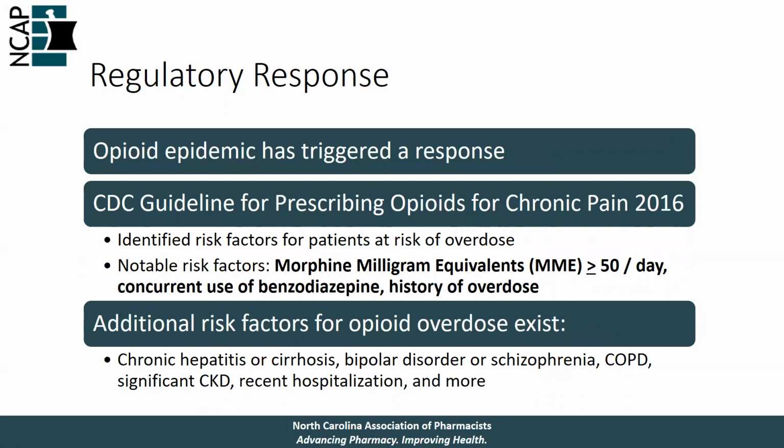Now, surely there are additional risk factors for opioid overdose. Things like chronic hepatitis or cirrhosis, bipolar disorder, schizophrenia, chronic lung disease like COPD, significant CKD, recent hospitalization, and many others. But for the purposes of this presentation, I'd like to key in on those 3 bolded ones in the second block there, because if we focus on every single opioid risk factor, it would quite simply just be too cumbersome for implementation.